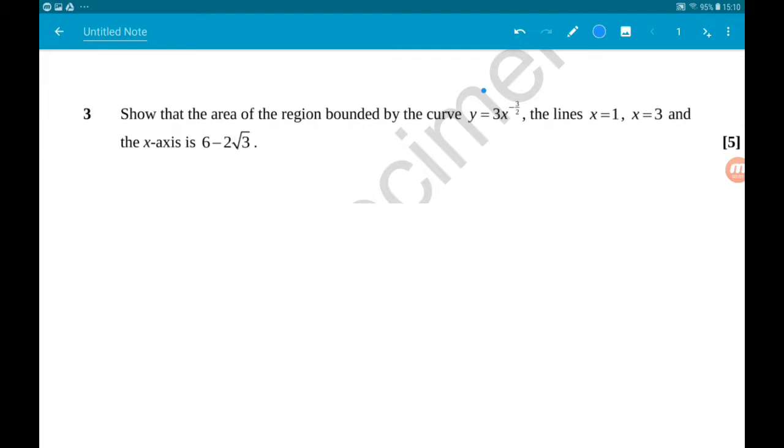Okay, number 3, 5 marks. We want to show that the area of the region bounded by the curve y is 3x to the minus 3 halves, the lines x equals 1 and x equals 3, and the x axis is 6 minus 2 root 3. So, this is integration again. We integrate to find the area under a curve above the x-axis, or between the curve and the x-axis. So, our limits of integration are x equals 1 and 3.